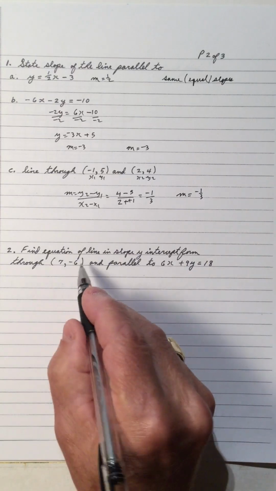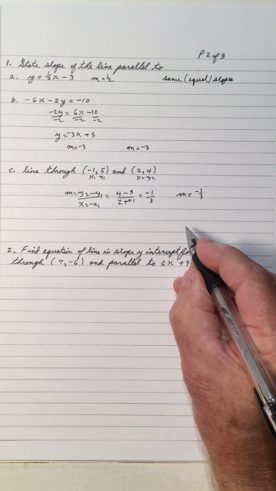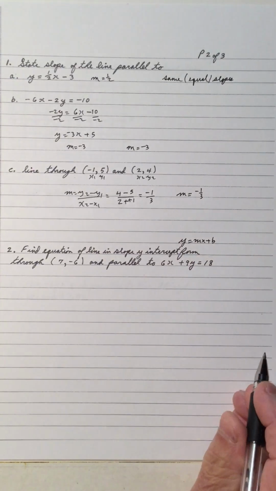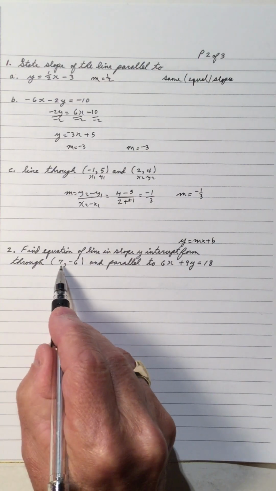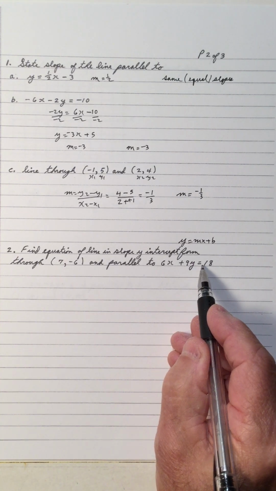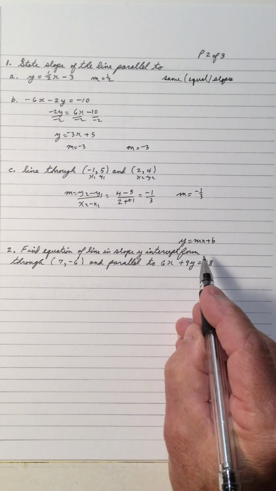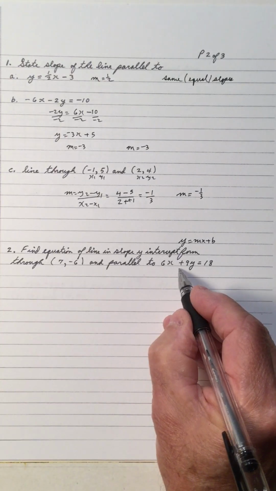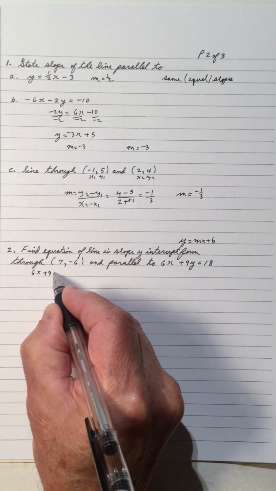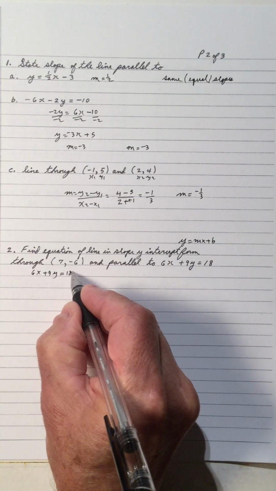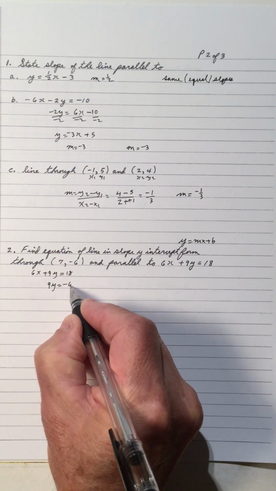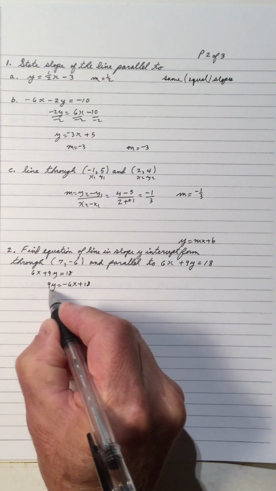Number 2, find the equation of a line in slope y-intercept form. So slope y-intercept form is y equals mx plus b. We've got to find the equation through 7, negative 6, and parallel to 6x plus 9y equals 18. Well, we need parallel, so we need to take this equation and solve it for y. So 6x plus 9y equals 18. Solve it for y, so 9y equals negative 6x plus 18.